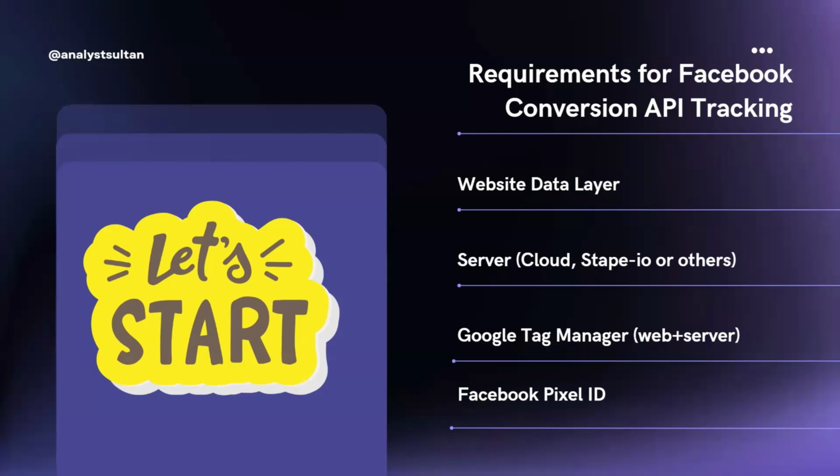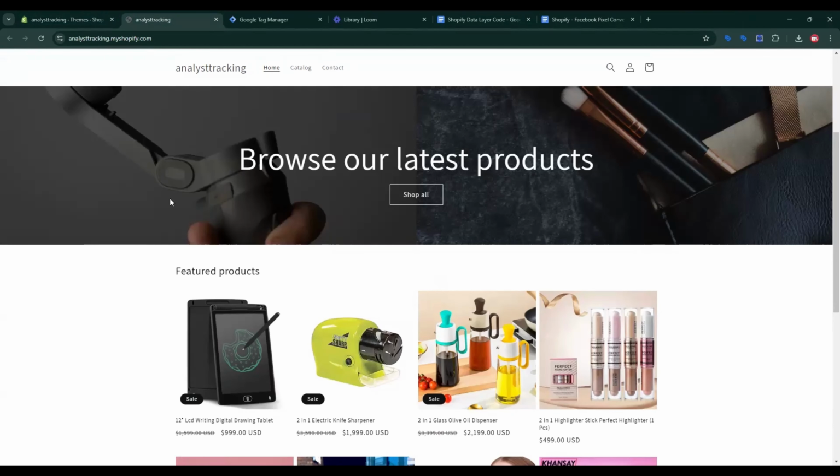So now we need to know the requirements for Facebook Conversion API: website data layer enabled, a server-side host like Cloud, Stape, or others, Google Tag Manager web and server containers, and your Facebook Pixel ID. So let's get started. This is my Shopify demo store. I want to set up Facebook Conversion API for this website.